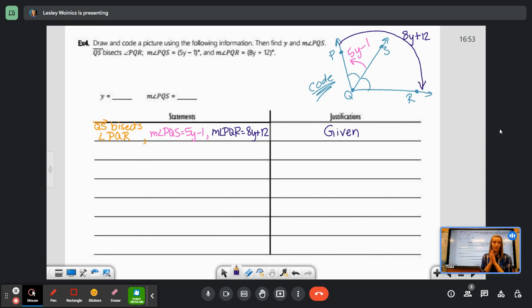So, just like we did on the front, we know that 2 of the little angle, because they're congruent, have to add up to the big angle. Okay, so next we're going to say 2 of the little pink one, 2 times the measure of angle PQS equals the measure of angle PQR. Okay, this comes from the definition of a bisector.